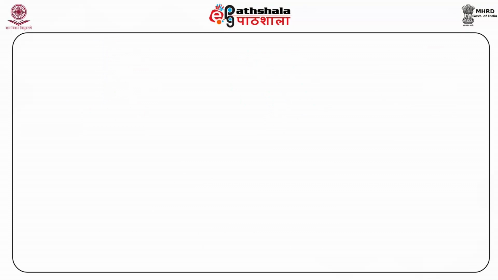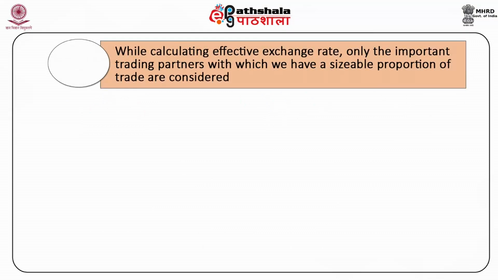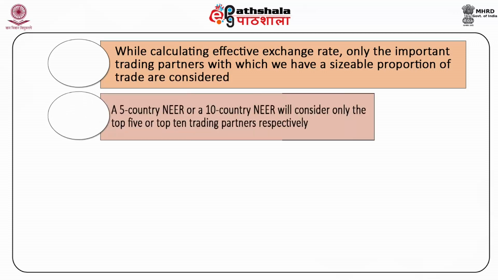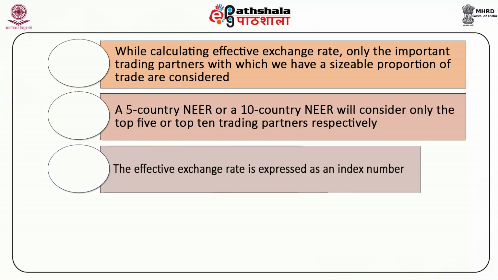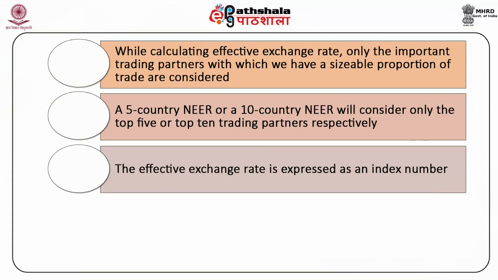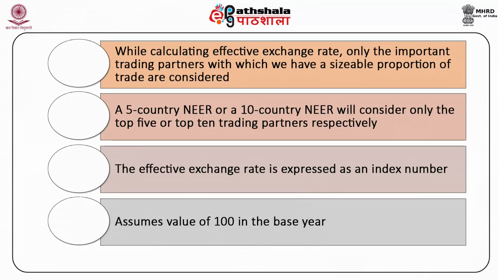It should be noted that while calculating effective exchange rate, only the important trading partners with which we have a sizable proportion of trade are considered. Thus, a 5-country nominal effective exchange rate or a 10-country nominal effective exchange rate will consider only the top 5 or top 10 trading partners respectively. The effective exchange rate is expressed as an index number, so like any other index number, it assumes value of 100 in the base year.